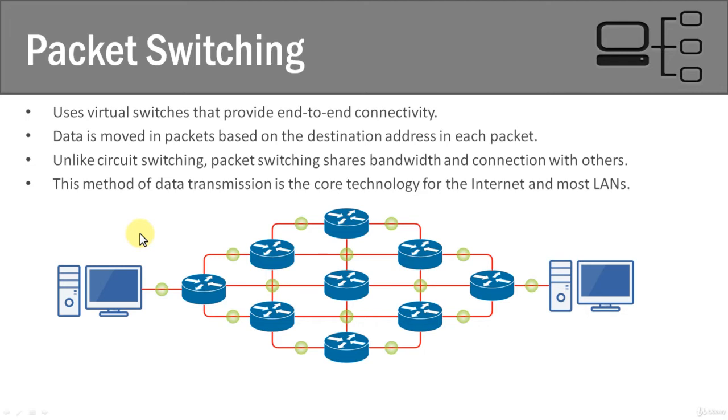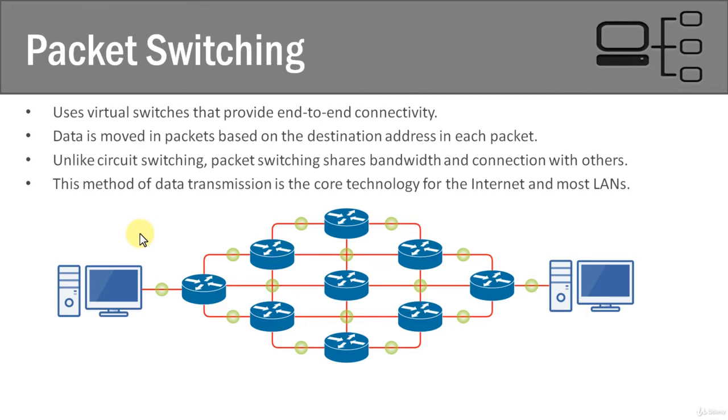So packet switching is how modern networks work, local area networks and wide area networks. Now, when we're talking about frames versus packets, remember frames operate at layer 2 of the OSI model, so within a LAN, that's with our switches. But packets operate at the router level, so they operate at OSI layer 3.